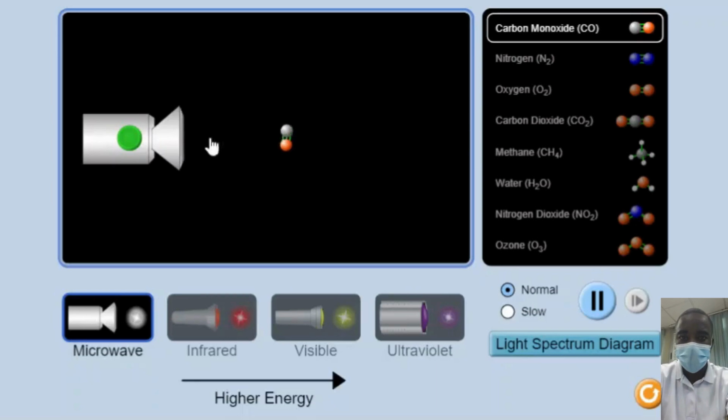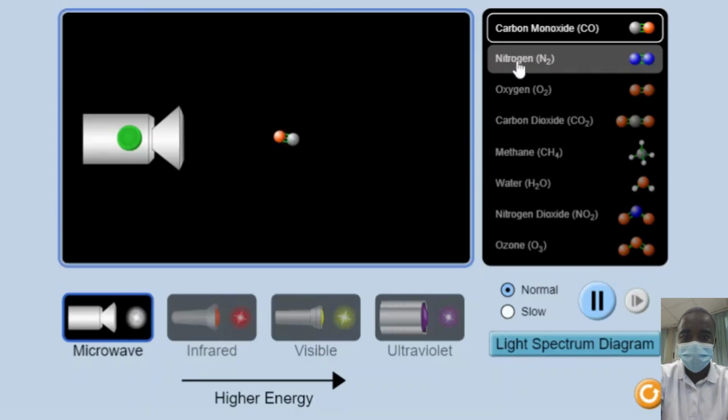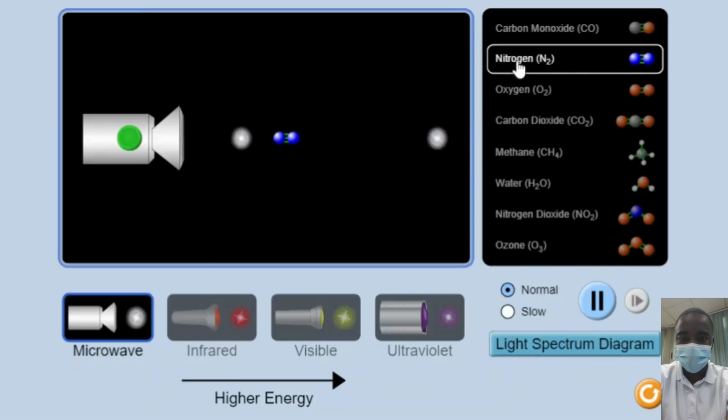The Molecules and Light simulation is an innovative educational tool designed to help students understand how light interacts with molecules in our atmosphere. This interactive simulation allows students to investigate the behavior of different types of light, including infrared (IR), microwave, and visible light, as they interact with various atmospheric molecules.